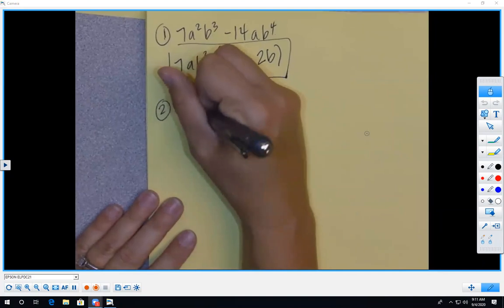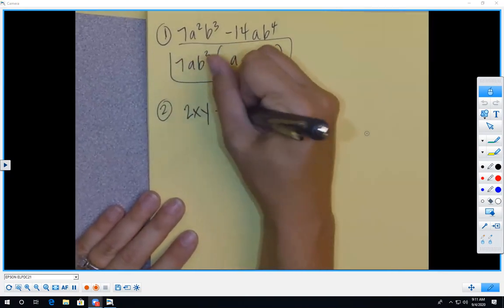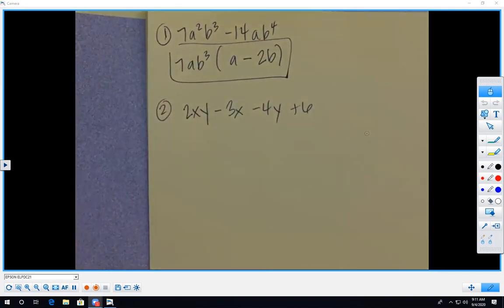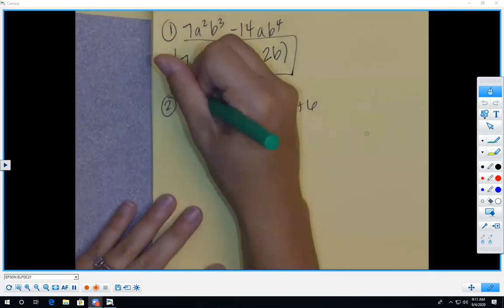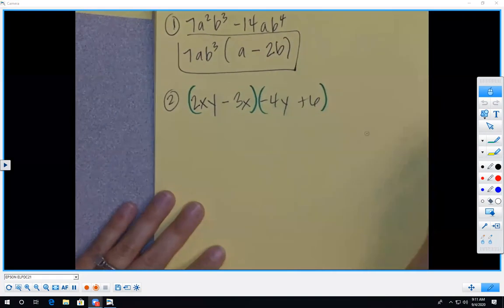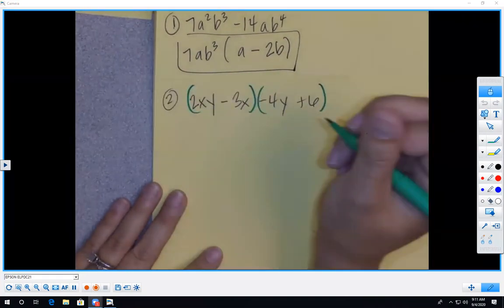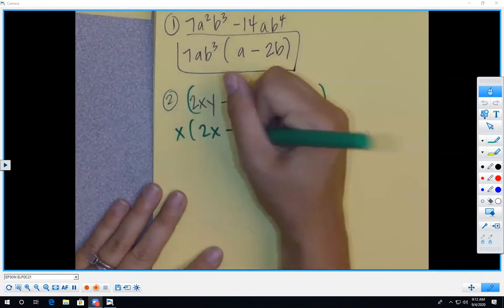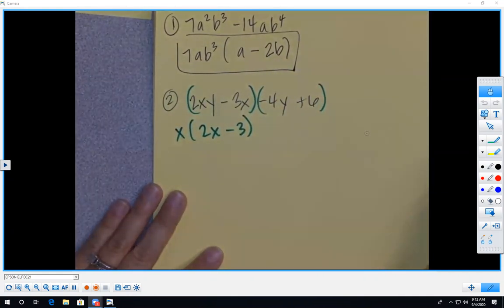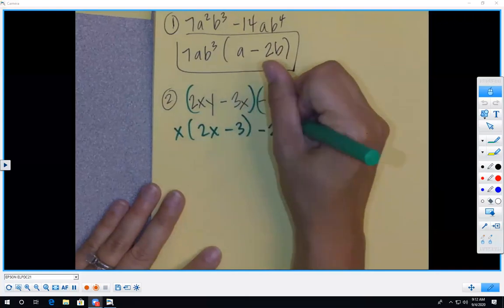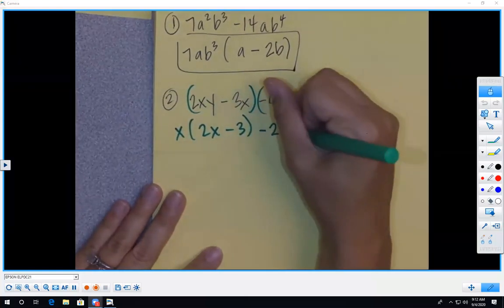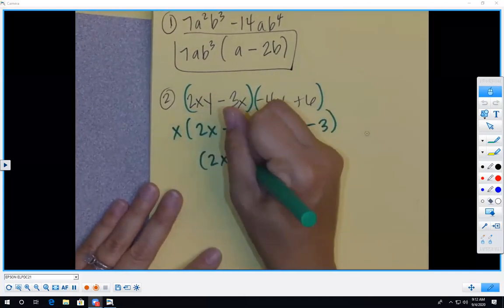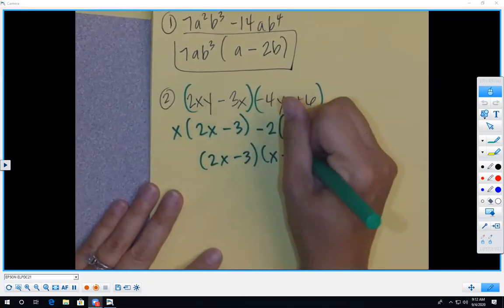On number 2, if I have 2xy minus 3x minus 4y plus 6, that's a factor by grouping problem. So I put it in two groups. For the first two, I can take out an x, and left over is 2y minus 3. For the second one, I can take out a negative 2, and left over is 2y minus 3. And so I'm left with 2y minus 3 times x minus 2.